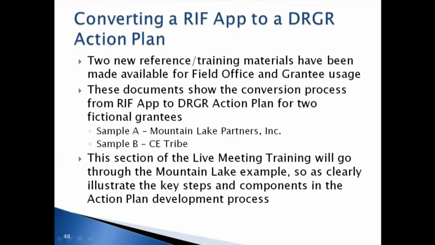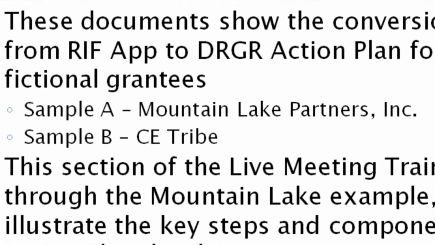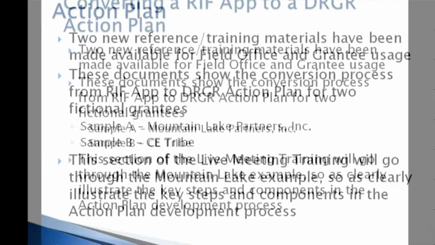These documents show the conversion process from a Rural Innovation Fund application to a DRGR action plan for 2 fictional grantees that were developed by the Office of Community Renewal. Sample A is a Mountain Lake Partners Incorporated grantee, and they have a $300,000 Rural Innovation Fund grant award. And Sample B is CE Tribe, and they have an $800,000 Rural Innovation Fund grant award.